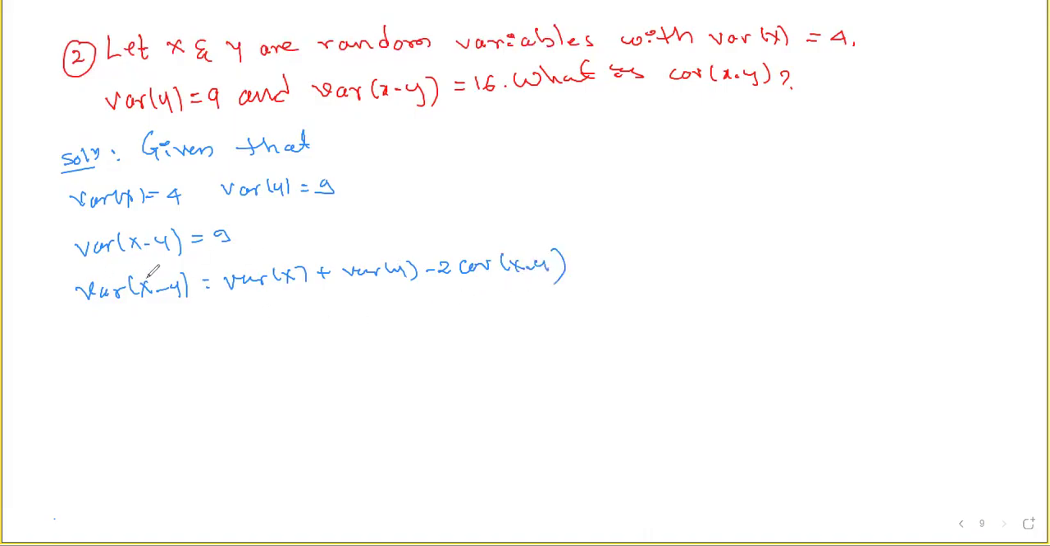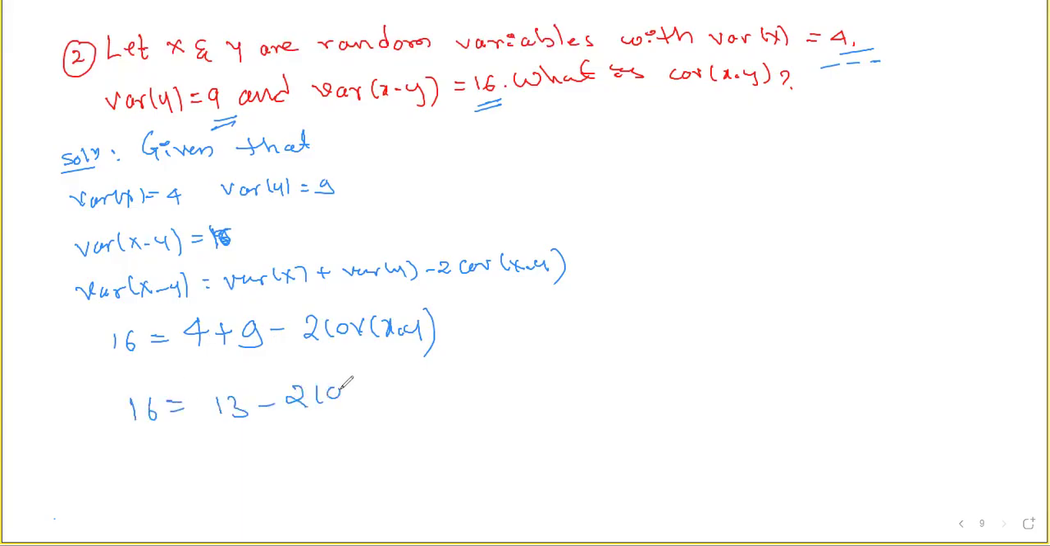So all the information is given. Here they gave variance of x minus y. Oh, sorry, it is 16. So variance of x minus y, this is 16, equal to variance of x, that is 4, plus variance of y, that is 9, minus 2 times covariance of x comma y. Solve the equation: 16 equals 13 minus 2 times covariance x comma y. Now 2 times covariance x comma y, I will take this side.